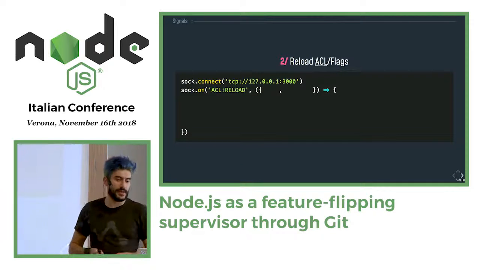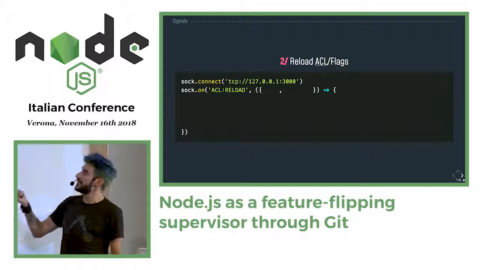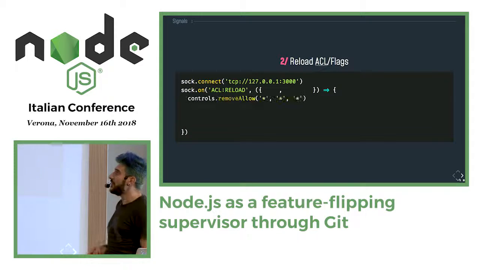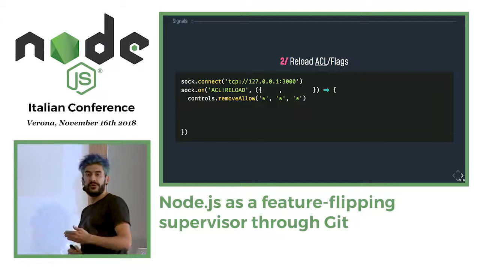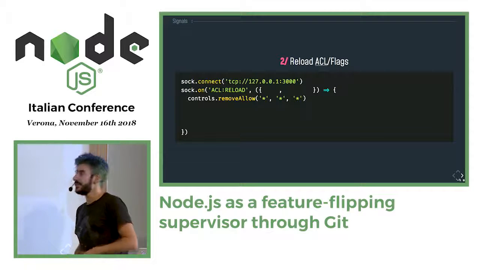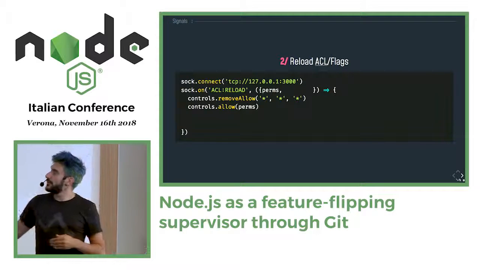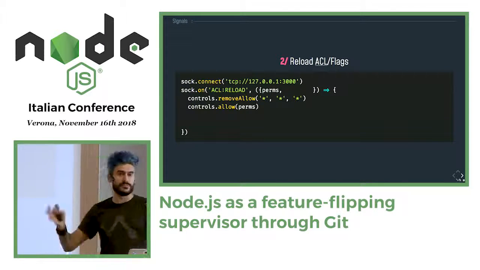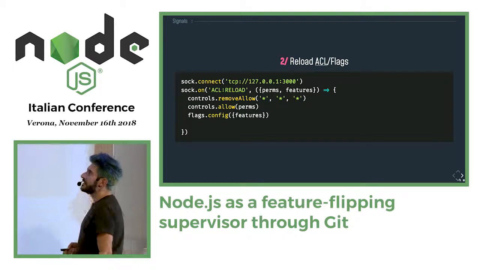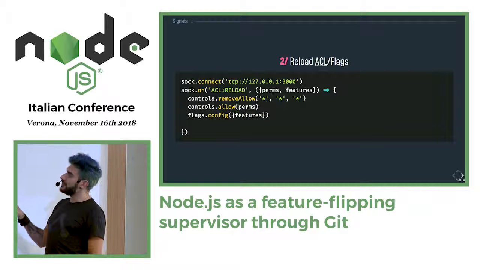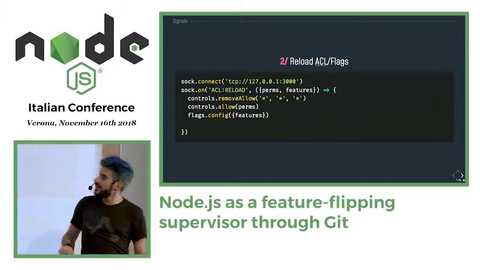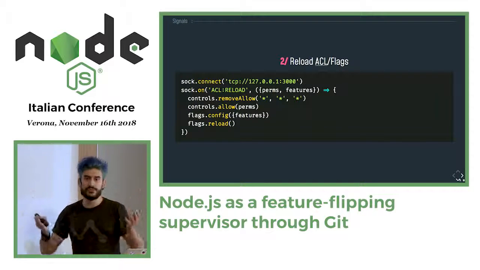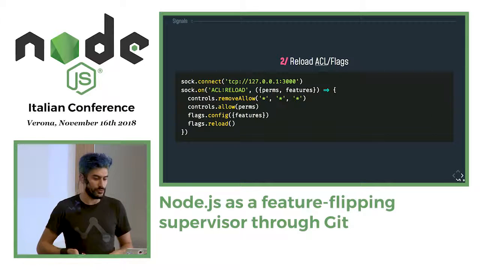To reload them, it's as easy as listening to the broker. When you receive the ACL reload message, you first remove all of the authorization, so you disable all your ACL. Then you've got a new set of permissions passed in the payload, so you just have to allow this whole new set of permissions in your store. Then you've got another set of features that you pass to your flags config. You just reload it, and it's okay. You don't have to restart your application. You just have to reload the set of access control lists and features, and it works.